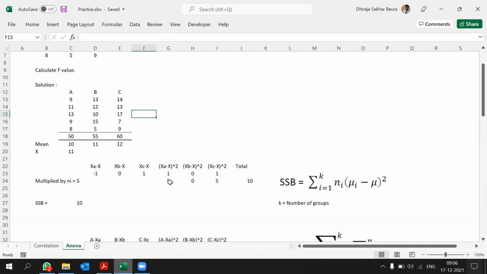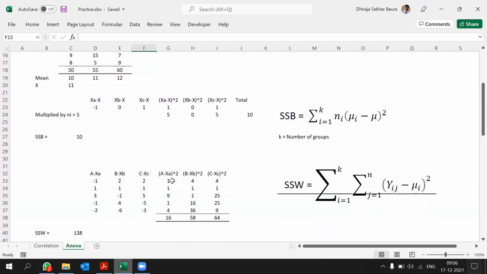Now, quickly moving to the next one, SSW. Why are we calculating SSB then SSW? Because we are supposed to calculate F, and all these will help us in calculating F. We'll see it right after this one. Once you understand these two, the rest of the formula is nothing. Let's look at the table first, and then the problem.